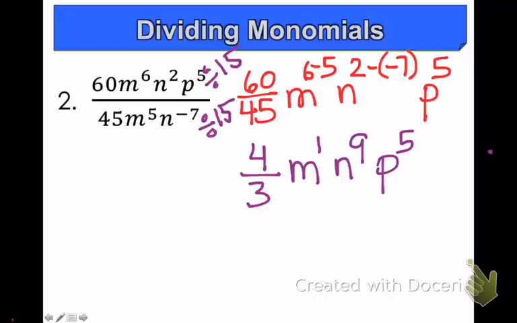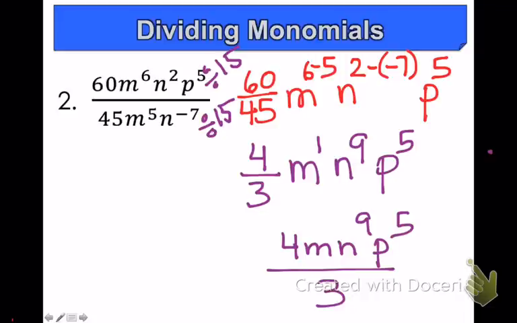So here we have no negative power, so we don't have to worry about switching anything up, but let's write it as one big fraction. So I'm going to write it 4m, I'm not going to write the 1, and 9 p5 all over 3. This is how you will see your answers on a multiple choice test, as one big fraction. Let's move on to the next one.